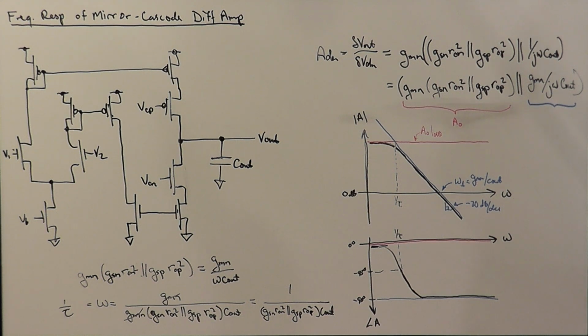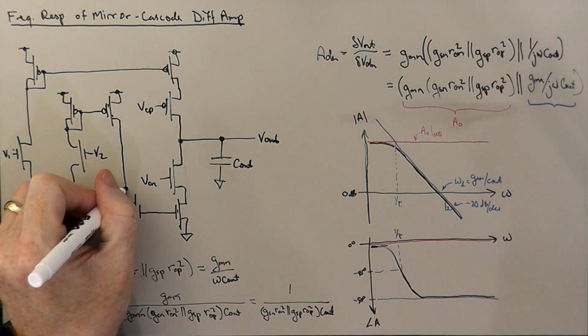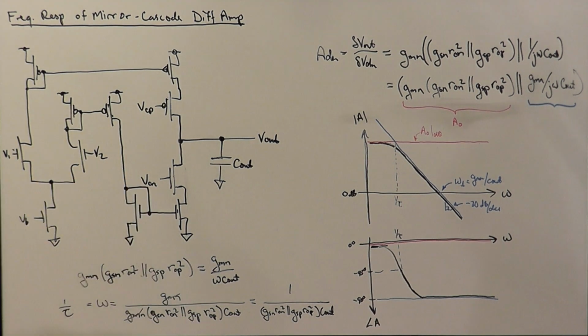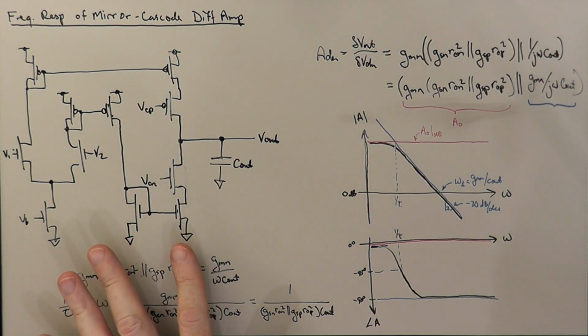One other thing that I wanted to say about the current mirror, the Mirror-Cascode diff amp. I forgot my diode connection here. Oops. I do that too sometimes, don't I? Anyway, I wanted to say one more thing about the Mirror-Cascode diff amp. This is kind of the most simplified version of the circuit.